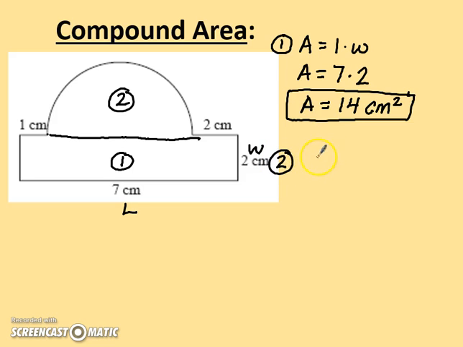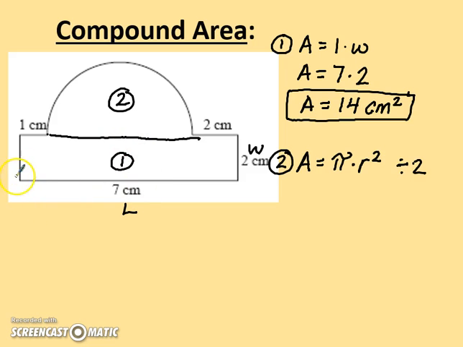I don't have a formula for a half circle, but I do have a formula for a whole circle that I can divide in 2 when I'm finished. So for a whole circle, I would do pi times the radius squared. But since I have to do a half circle, I'm going to have to divide that by 2 when I'm finished because it's going to be half of a circle, not a whole circle.